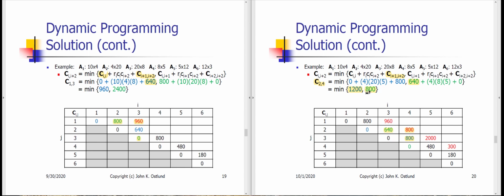Okay, so that approach is cheaper than multiplying A3 and A4 first, and multiplying A2 times that product, A3, A4. And similarly for C35 and C46.